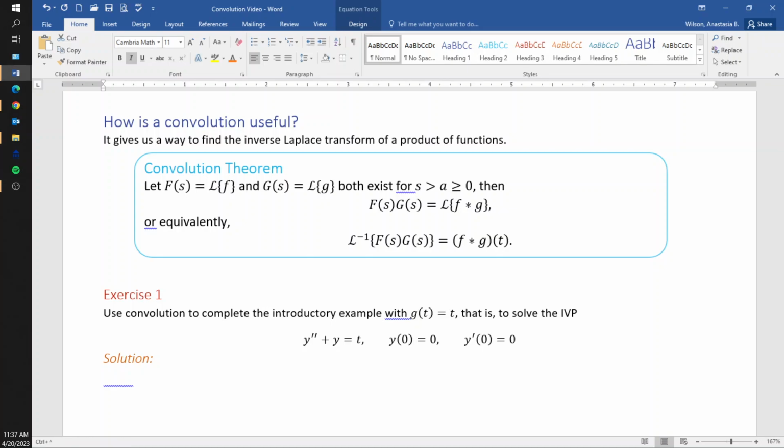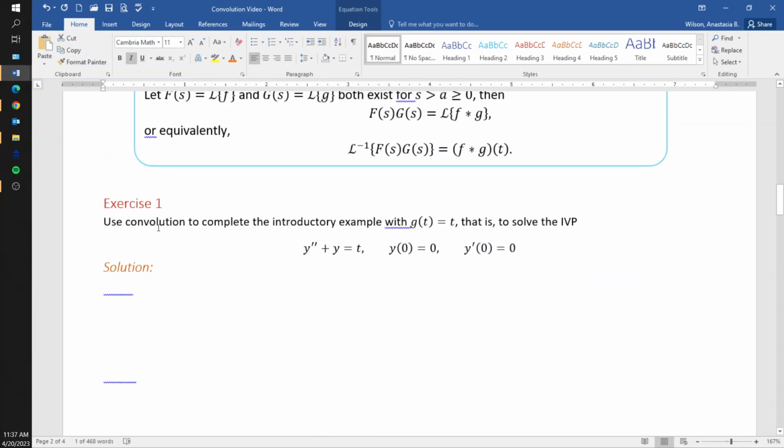Hello again. In this video, we are continuing our discussion of convolutions, and we have just seen in the notes how convolution is useful with the convolution theorem. The main implication is that if we want to find the inverse Laplace transform of a product of functions, then we can convolute those functions. And remember, the order of convolution does not matter, so we can do f star g or g star f.